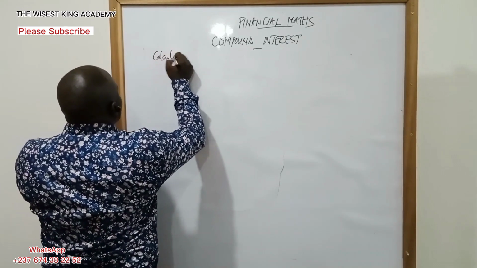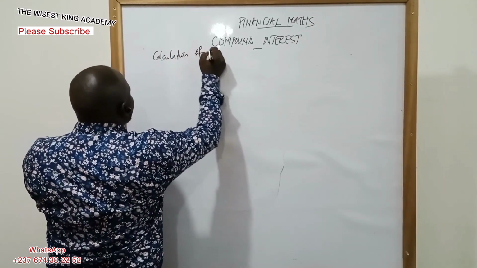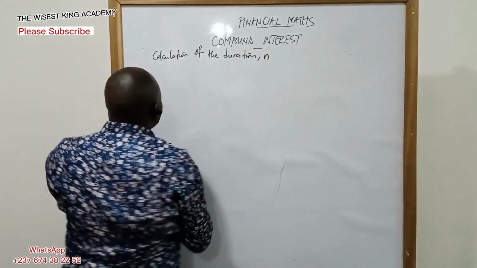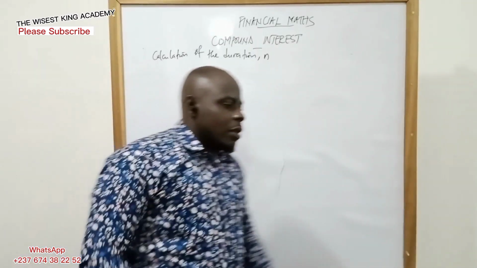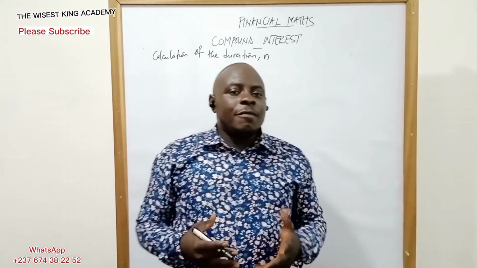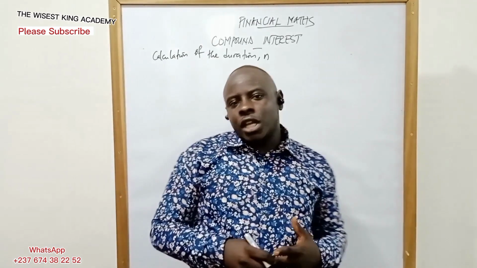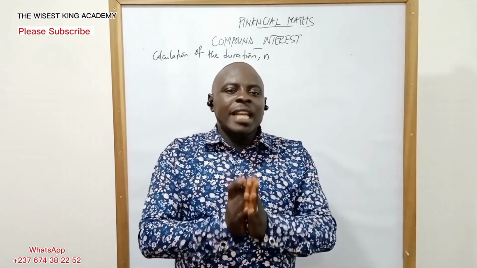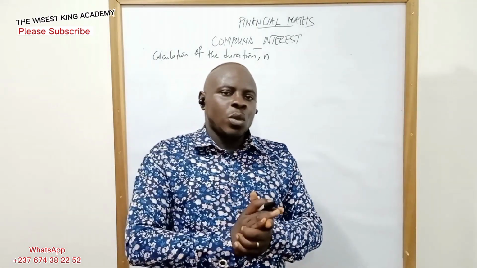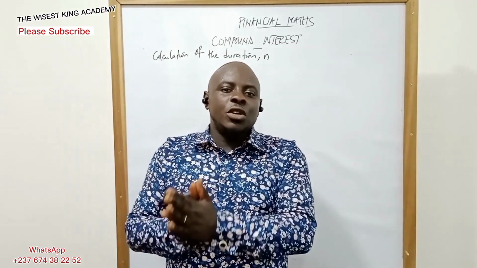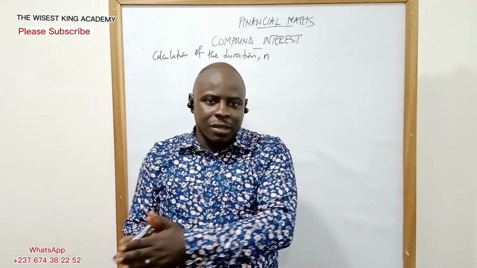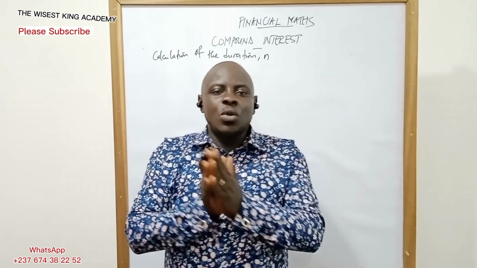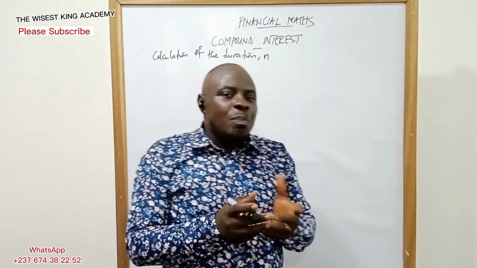Now, calculation of the duration n. To calculate other values from the acquired value formula, the other values we are talking of here is mainly the duration and the compound interest rate. We can use financial table 1, which is the future value at compound interest. Financial table 2 is the present value at compound interest. So we can use financial table 1, and this one you can easily punch.